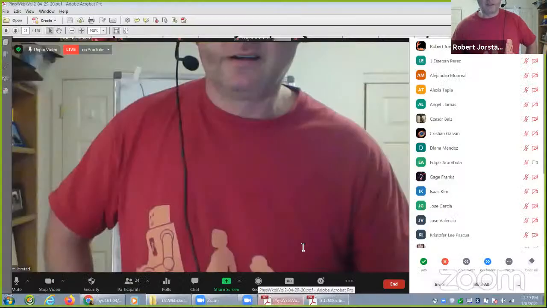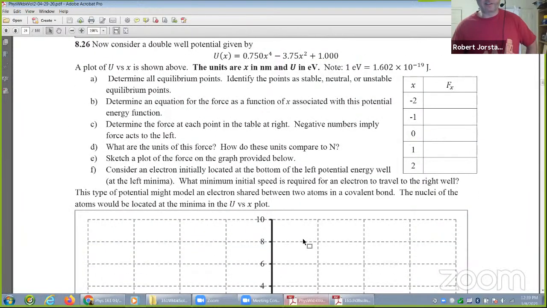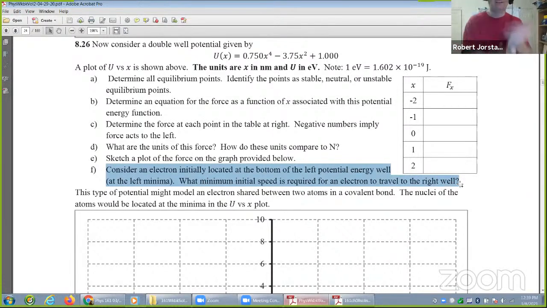All right. Okay, so we sketched the plot. You could sketch your own. Ooh, let's do this. Oh, I love it. This is the last question that we haven't tackled of this type. So this is kind of the last piece of this stuff. Consider an electron initially located at the bottom of the left potential energy well, at the left minima. What initial speed is required to get to the right?